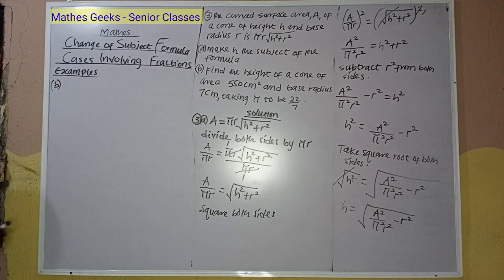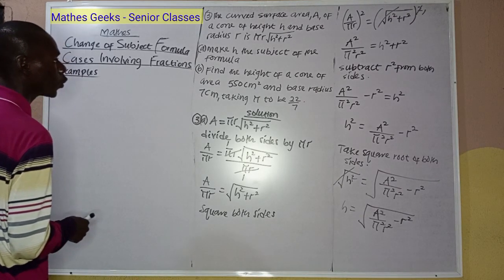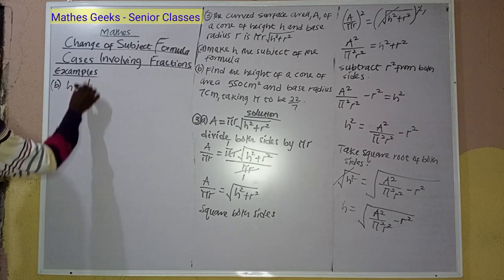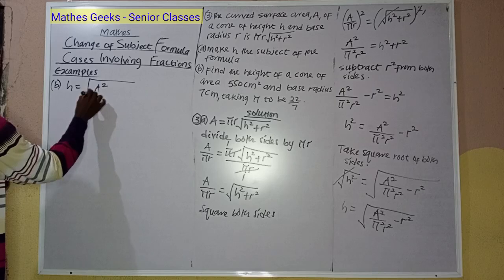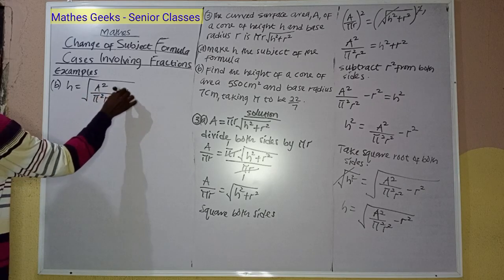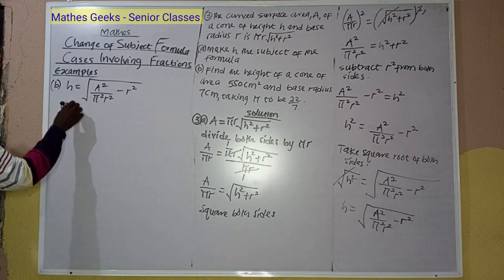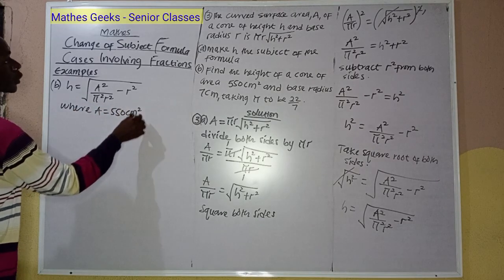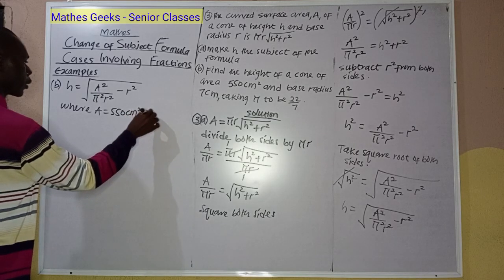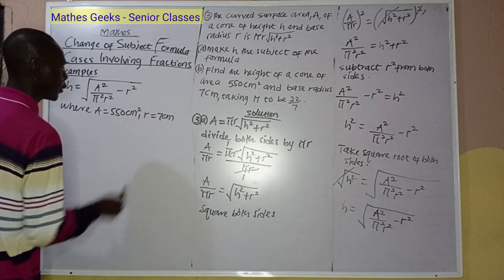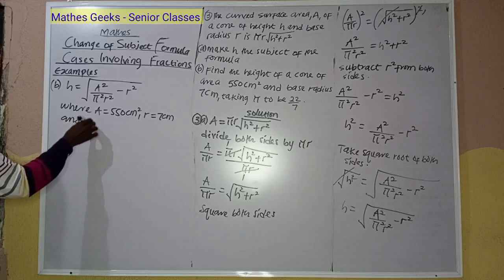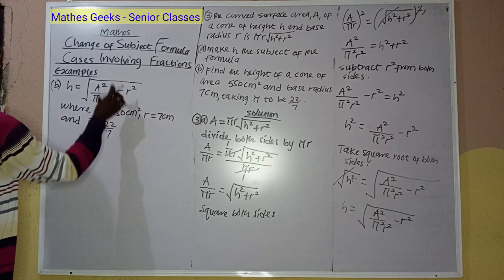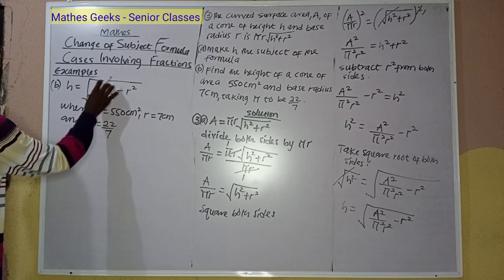B, find the height of a cone of area 550 cm squared. So our formula, first of all, h is equal to the square root of a squared over pi squared r squared minus r squared, where a is equal to 550 cm squared, the base radius r is equal to 7 cm, and pi is equal to 22 over 7. So we'll put each of these values in their respective letters here.